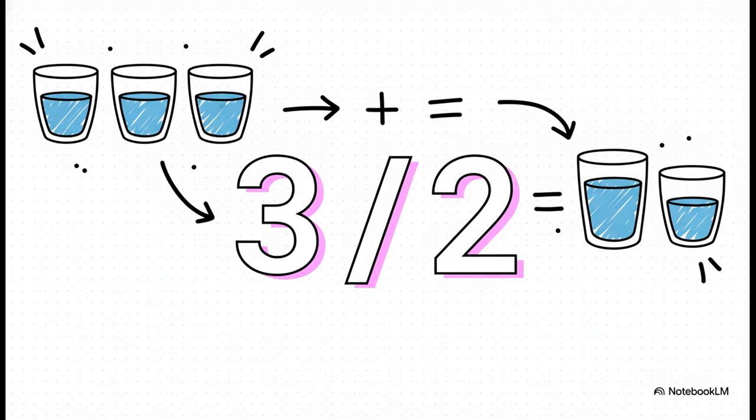Now, we call that an improper fraction, which sounds kind of scary, but all it means is that the top number is bigger than the bottom. You can easily picture it, right? It's 1 full glass and then a half glass left over. So the big takeaway is 3 times a half is 1.5.